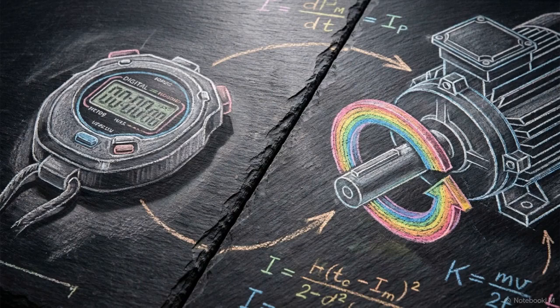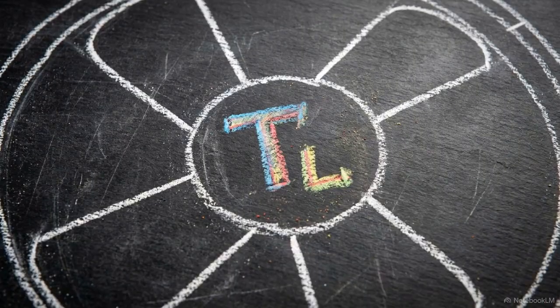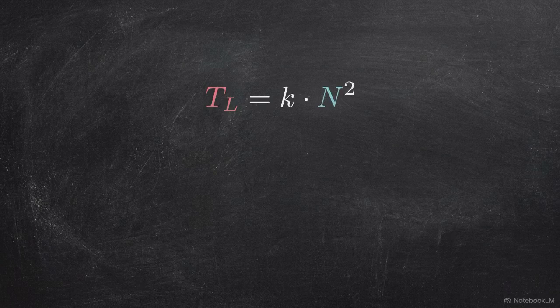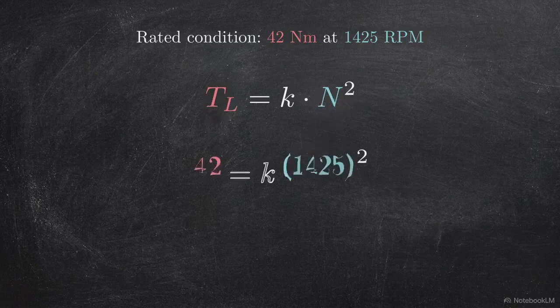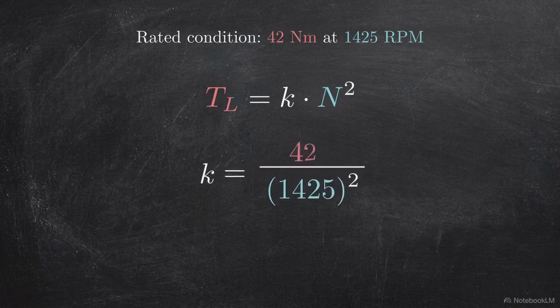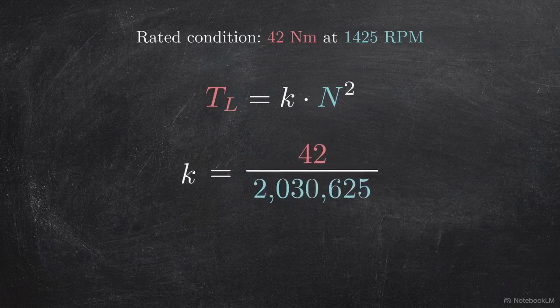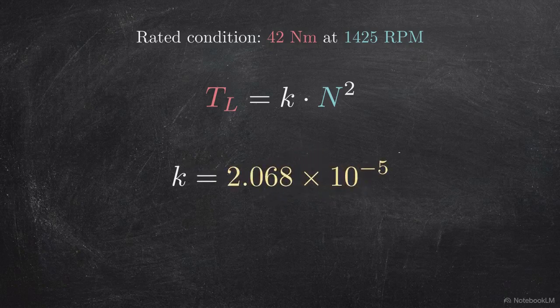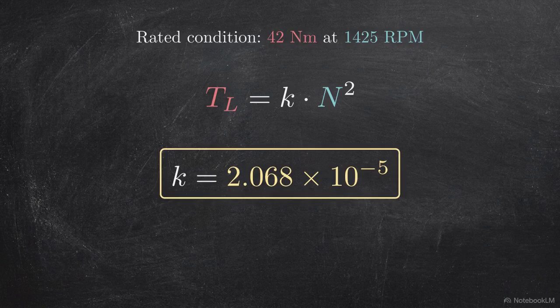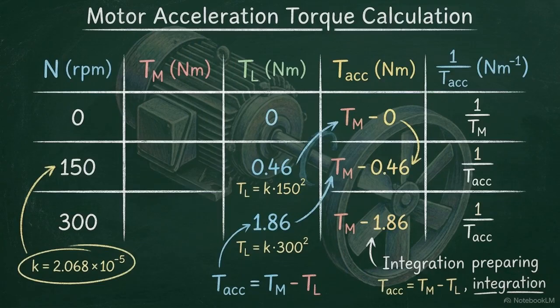Before we can solve for time, we need to know the acceleration torque at every point in the process. That means we have to find the specific equation for our load torque. Since load torque is proportional to speed squared, we define TL as a constant, K, times N squared. If our rated condition is 42 Newton-meters at 1425 RPM, we can solve for K, giving us a multiplier of 2.068 times 10 to the negative fifth. Using this constant, we build a data table for our speed steps.